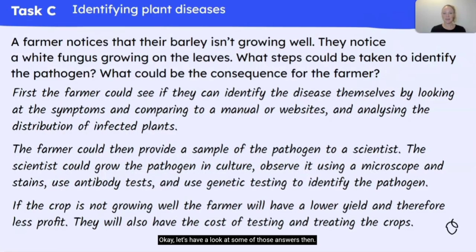Okay, let's have a look at some of those answers then. So first, the farmer could see if they can identify the disease themselves by looking at the symptoms and comparing to a manual or website and analysing the distribution of infected plants. The farmer could then provide a sample of the pathogen to a scientist. The scientist could grow the pathogen in culture, observe it using a microscope and stains, use antibody tests and use genetic testing to identify the pathogen. If the crop is not growing well, the farmer will have a lower yield and therefore less profit. They will also have the cost of testing and treating the crops.